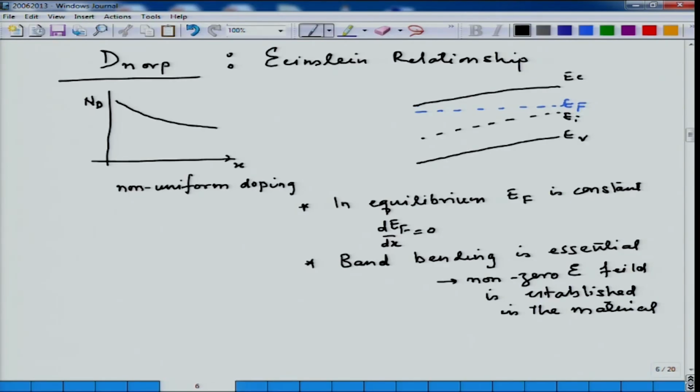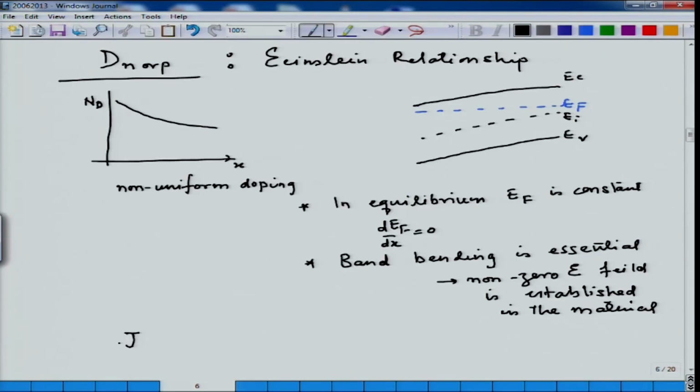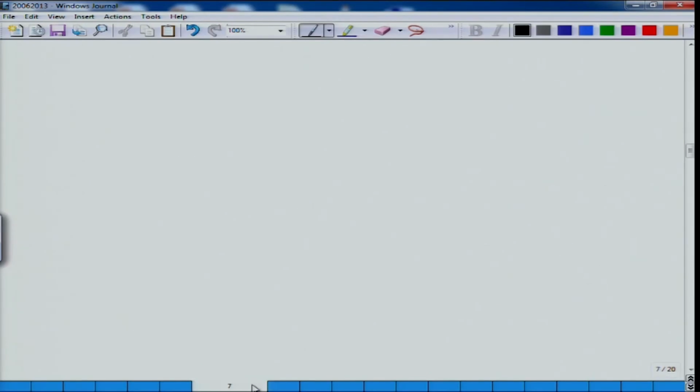Since the material is in equilibrium, this means that the drift current is equal to the diffusion current. What I will find in this material is that J_n, the electron current due to drift, plus J_n due to diffusion, is going to be 0. Now, what is this J_n?